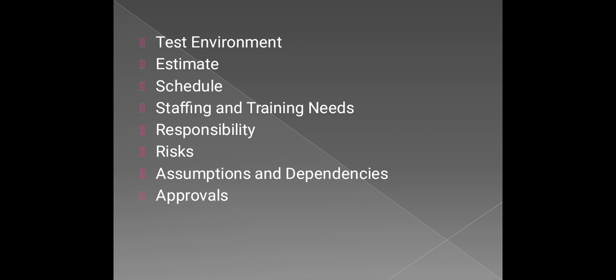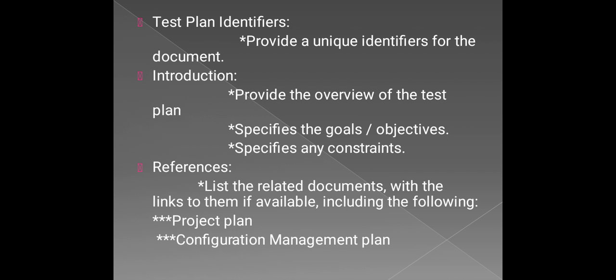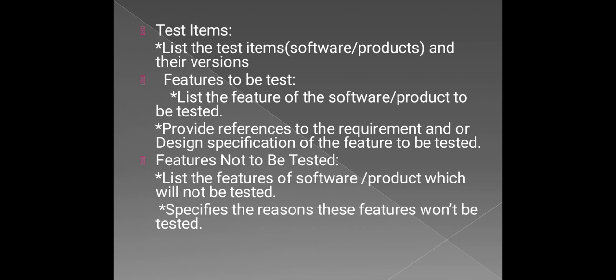Let us see first the test plan identifier. Provide a unique identifier for the document. Introduction: it provides the overview of the test plan, specifies the goals or the objectives, and specifies any constraints. References: list the related documents, with links if available, like the project plan and configuration management plans.